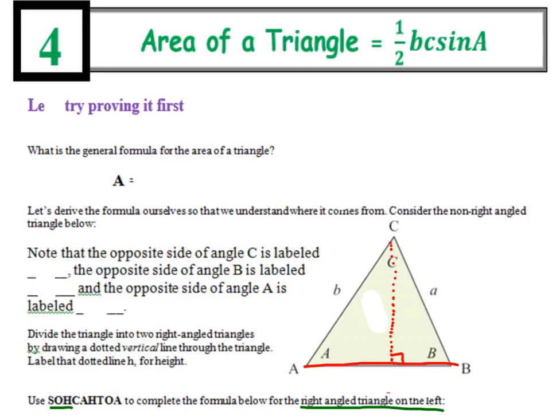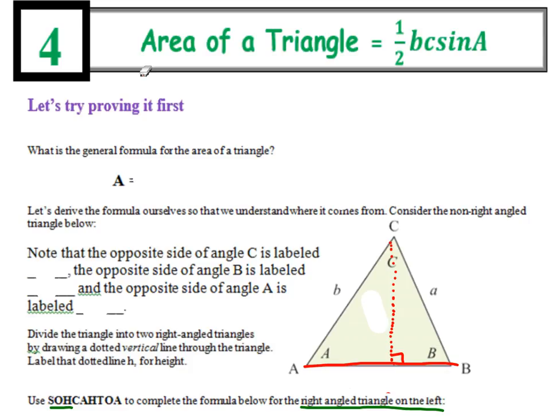So we're using the formula area of a triangle equals a half bc sin A, which you'll notice is also on your formula sheets. So you might be used to using area equals half base times height or base times height over 2, and that works fine when you've got a right angle triangle, but this particular formula is for when we're doing work with non-right angle triangles.